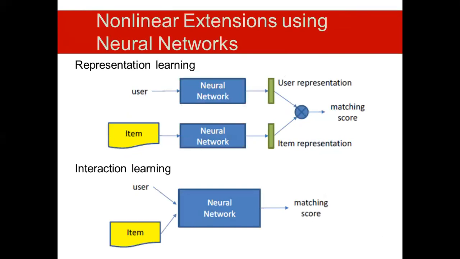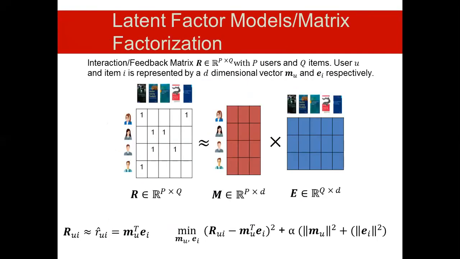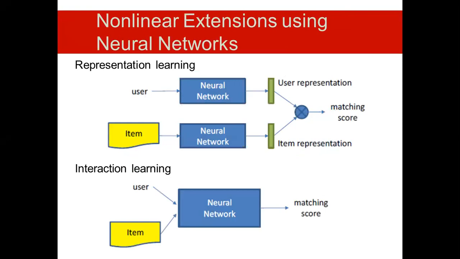So as you can see, these latent factor models are essentially linear models. We approximate the observed rating RUI by just a simple dot product of MU and EI. So a straightforward extension using deep learning is that we can model their interactions in a nonlinear way, or we can learn a nonlinear representation of the users or items.